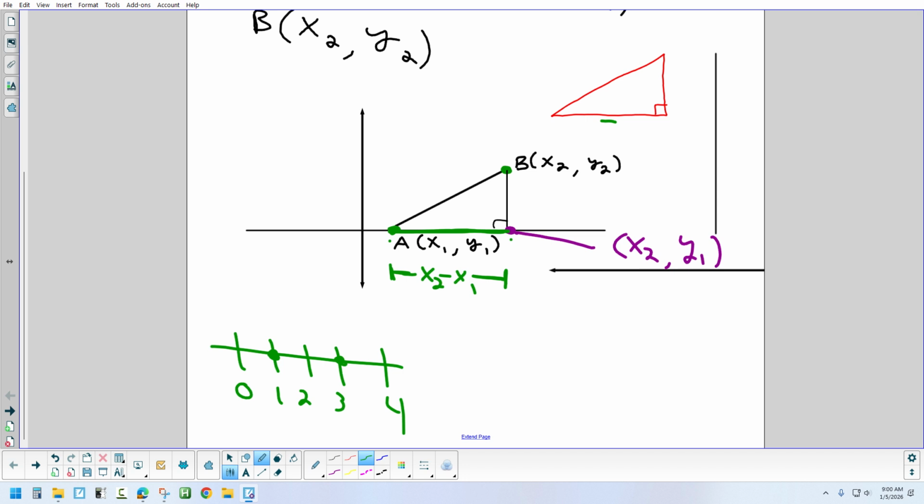Let's do the same thing for the height. From here to there.